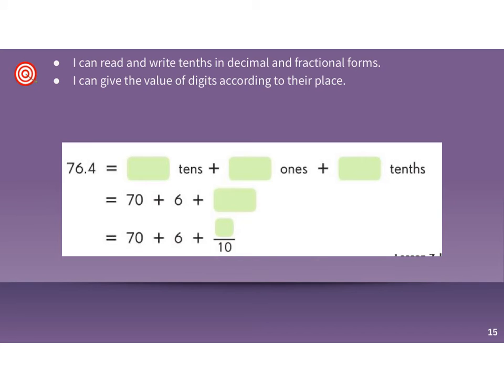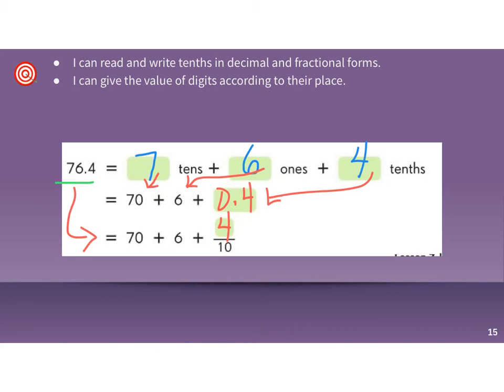What would that look like here with 76 and 4/10? Moving from left to right, we have how many tens, how many ones, and how many tenths. So now what would their values be? 7 tens has a value of 70. 6 ones has a value of 6. 4 tenths has the value of 0.4 or 4 tenths. This is expanded form of 76.4, giving the value of each of those digits according to their place.